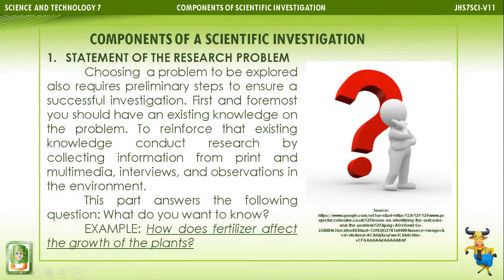Components of a scientific investigation. 1. Statement of the research problem. Choosing a problem to be explored also requires preliminary steps to ensure a successful investigation. First and foremost, you should have an existing knowledge on the problem. To reinforce that existing knowledge, conduct research by collecting information from print and multimedia, interviews, and observations in the environment. This part answers the following question: what do you want to know? Example: how does fertilizer affect the growth of the plants?